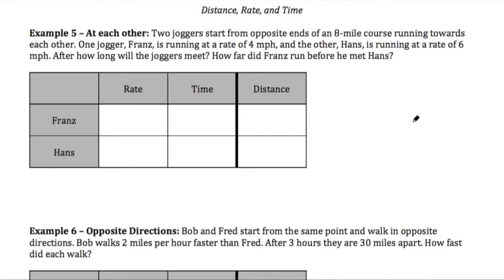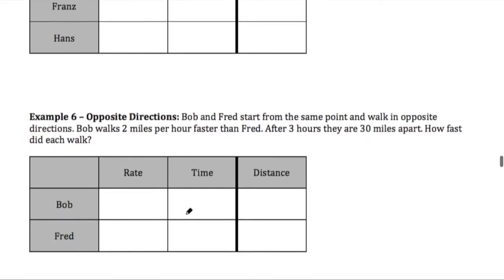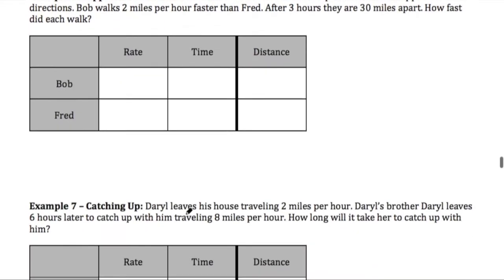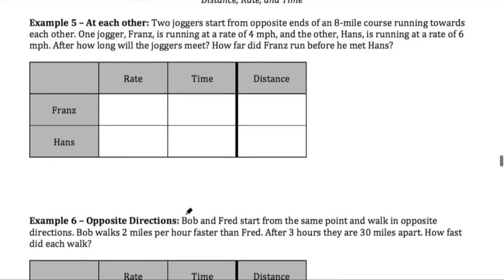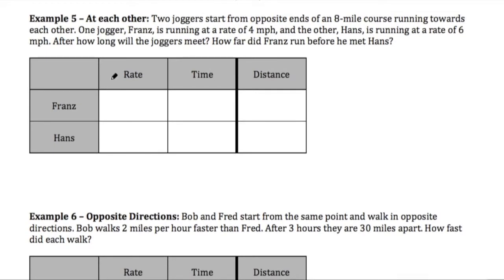There's actually three ways we're going to look at these kinds of distance, rate, and time problems. The first one will be objects traveling at each other. Then we're going to be looking at when they travel in opposite directions. And finally, when one is catching up to the other. Okay, so let's take them one piece at a time. The first example, we're traveling at each other.